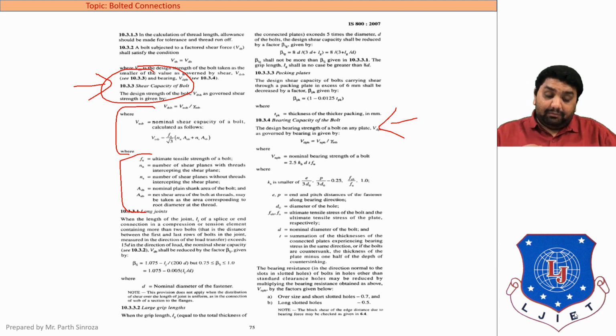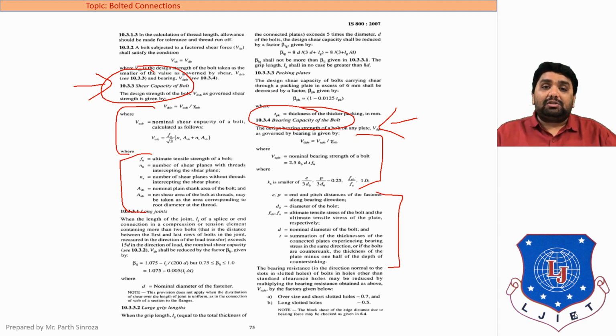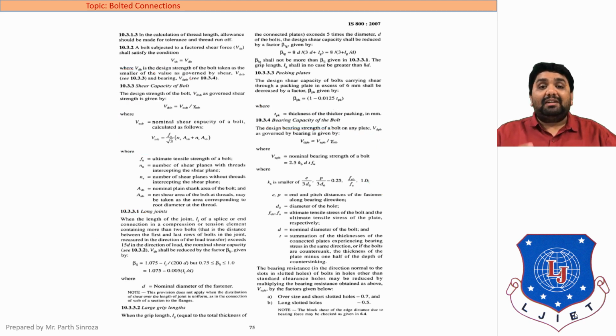Next we will be finding the bearing capacity of bolt, that is 10.3.4. Again the equation is prescribed, and the nomenclature, the terms, are also prescribed in the IS code. So we will be dealing with these cases, and the smaller of these two values will be our final answer. Clear? So we will always calculate two capacities, shear capacity of bolt and bearing capacity of bolt, and the smaller of these two will be our final answer. This will be our entire procedure while solving bolted connections, whether of lap joint or of butt joint.